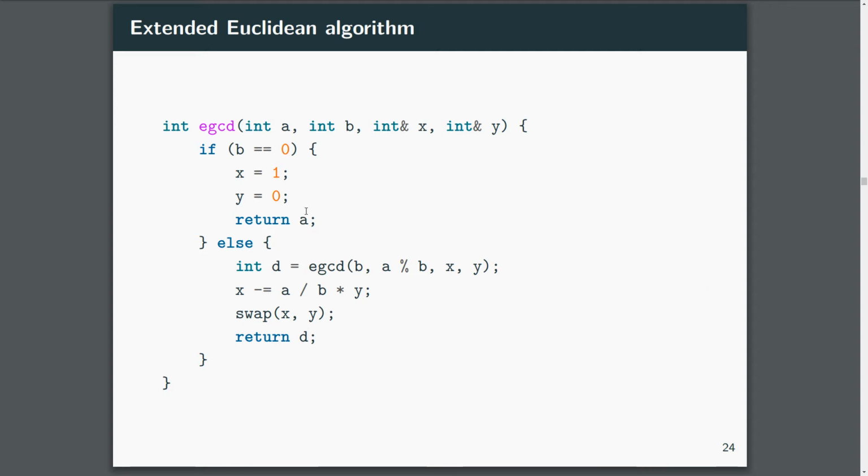So here we have the base case, as last time. Note that these values here are passed as references, so in each function call, when we modify them here, they get modified for the entire call tree.